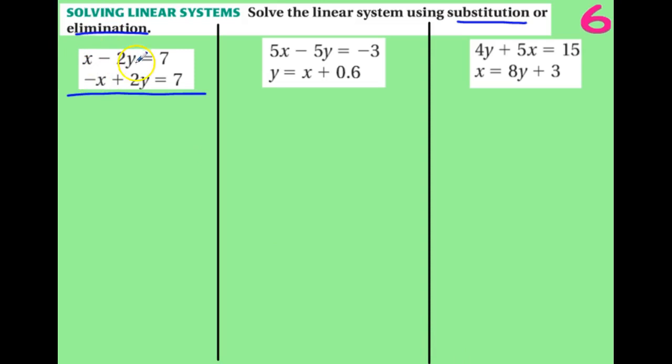So this is ready to eliminate. X's, y's, numbers, and the x's are also ready, one positive, one negative. So we can add these up. 1 minus 1 is 0. Negative 2 plus 2 also is 0. So we have 0 equals 7 plus 7, which is 14. Well, 0 does not equal 14, so this is no solution.